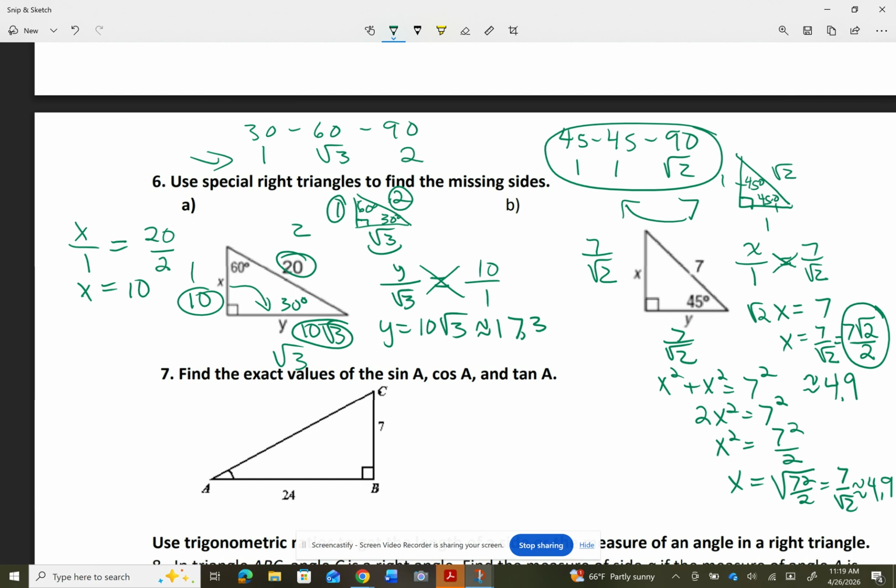But similar triangles might be a way to do it that would connect with what you did earlier.